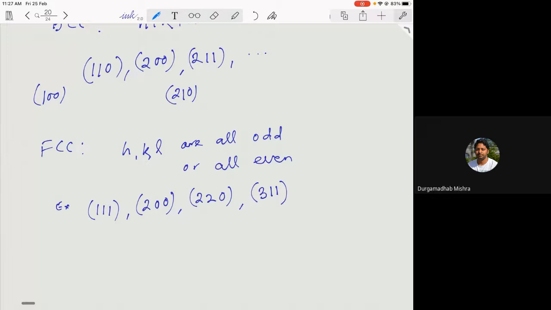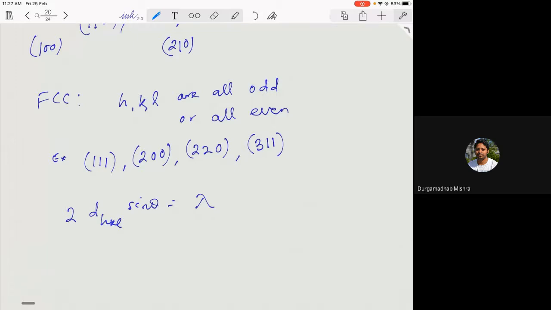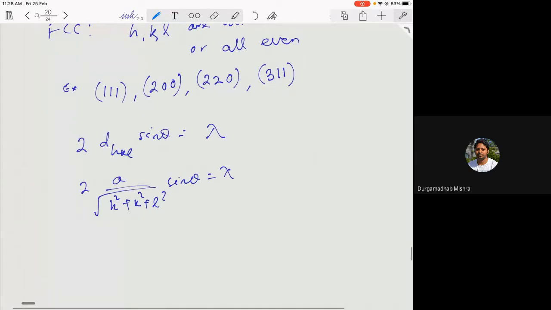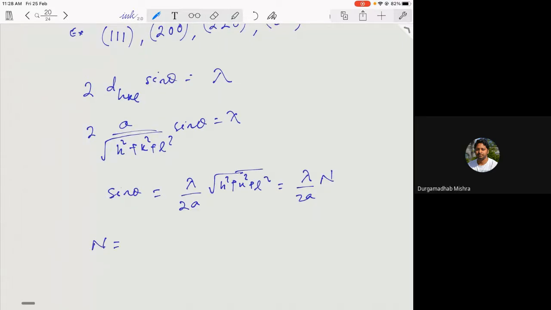Okay, so how can we calculate the angle of diffraction? We know that Bragg's condition is 2d_HKL sine theta equal to lambda. Let's consider only the first order diffraction peak, because the higher order peaks are very weak and normally we will not observe them in X-ray diffraction measurements. Here the d_HKL for a cubic crystal is as given. That means sine theta is equal to lambda by 2a times the square root of h square plus k square plus l square, which you can write as the square root of n, where n is h square plus k square plus l square.